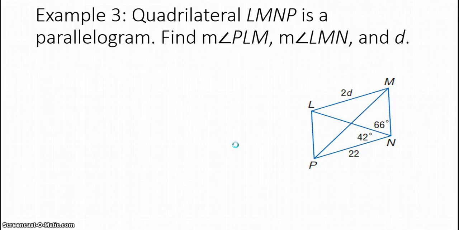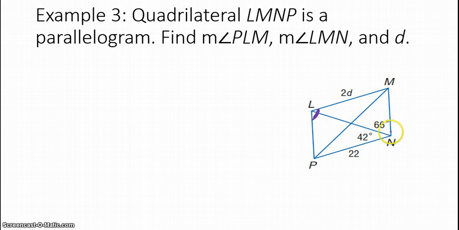In this example, we have quadrilateral LMNP. It's a parallelogram, and I want you to find some specific angles. Again, pause it and see if you can do it on your own. Right, angle PLM is the first one, so that would be this angle up here.